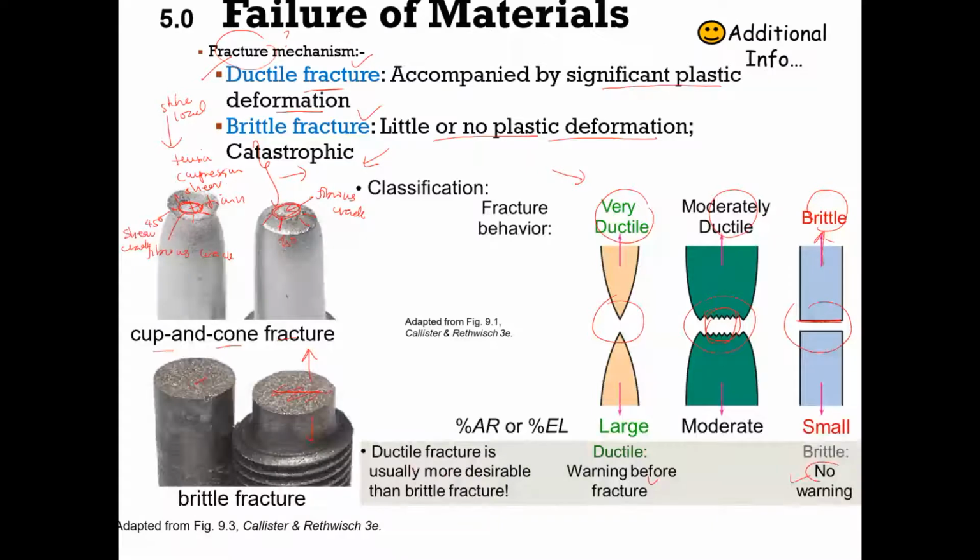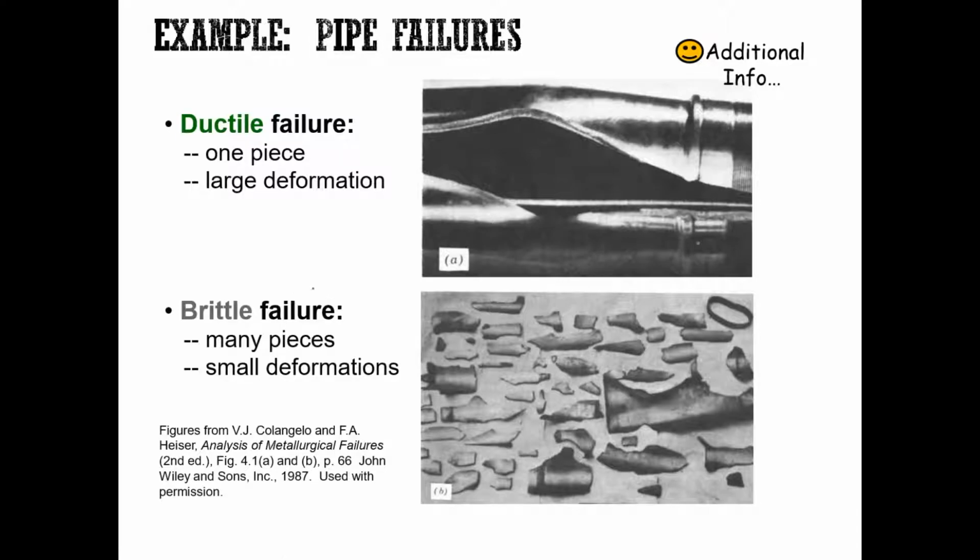Okay. Alright, let us look at the real applications of this failure. So this is pipe failure. Okay, the difference between ductile and also brittle failure. So here we can see it's one piece, a deformed one piece. It has some plastic deformation before it failed, and there is large deformation here. Compared with brittle failure, this pipeline broke into many pieces, alright, small pieces. Okay, so these are some of the differences between ductile failure and also brittle failure.